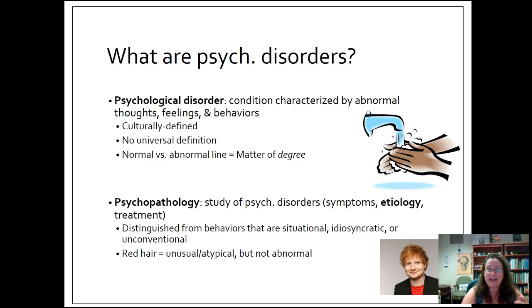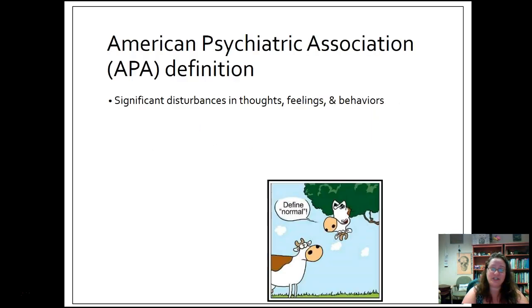That's things like red hair. Red hair is unusual. We don't see a lot of people with red hair. It's atypical. It's not the typical color of hair, but it's not abnormal. So that's an important distinction.